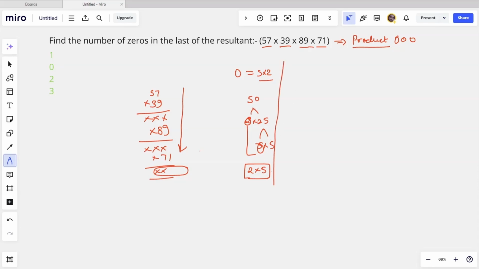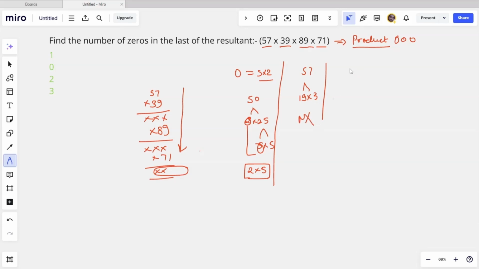So now if you want to solve this question, we have to find out the prime factorization of all these numbers, and it is very simple. So what we will do, the prime factorization of 57 is nothing but 19 into 3, and as we can see, we do not have 5 and 2 in it, so it means no 0 will be available in this number.